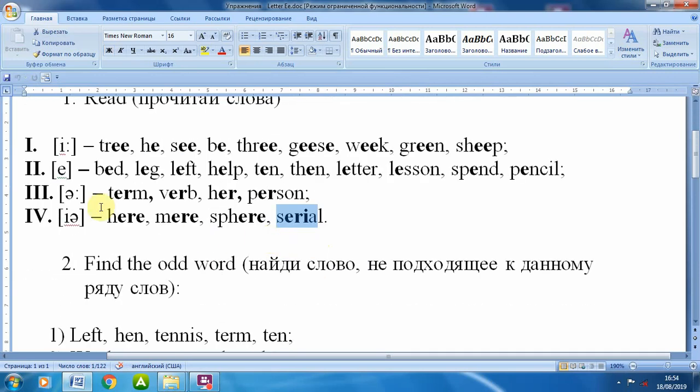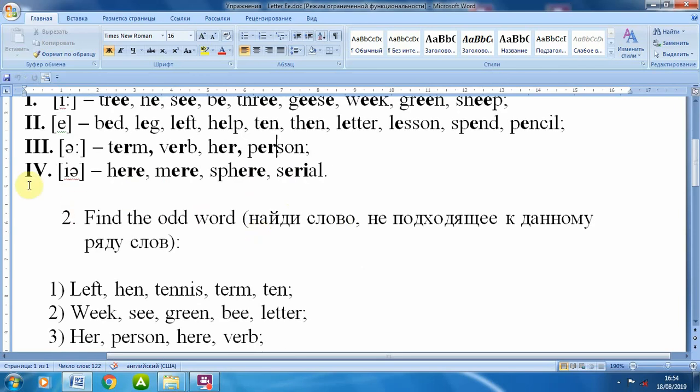So once again, let's read all together. First syllable, E: tree, he, see, be, three, geese, week, green, sheep. And second syllable, E: bed, leg, left, help, ten, then, letter, lesson, spend, pencil. The third syllable: term, verb, her, person. Fourth syllable, ear: here, mia, sphere, seal.